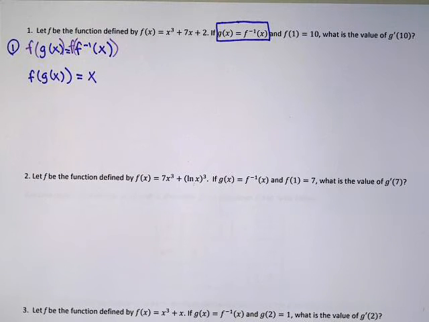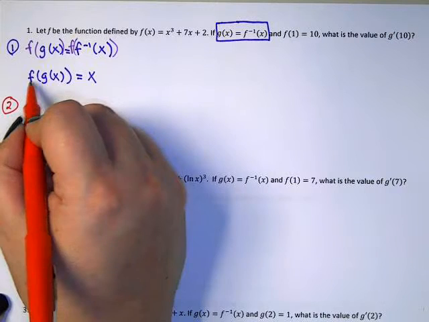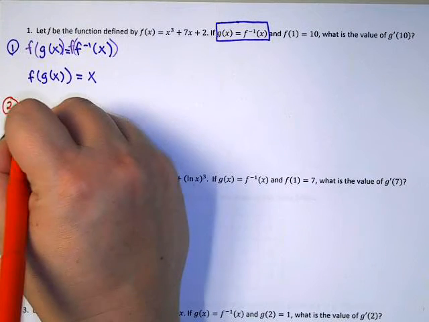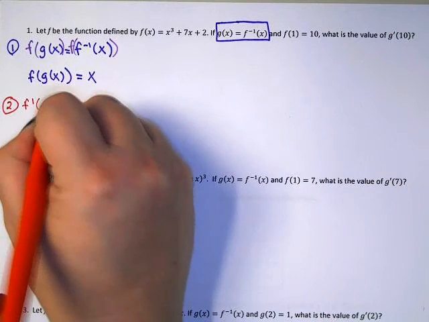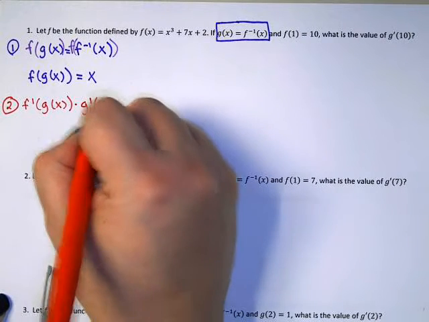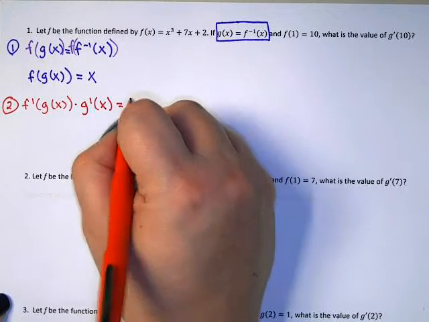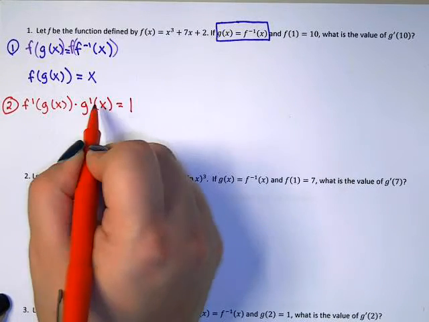Step 2 now is going to be to actually take the derivative using chain rule. So the derivative of f of g of x is f prime of g of x times g prime of x equals, the derivative of x is 1. So again, there's our chain rule, the g prime of x.